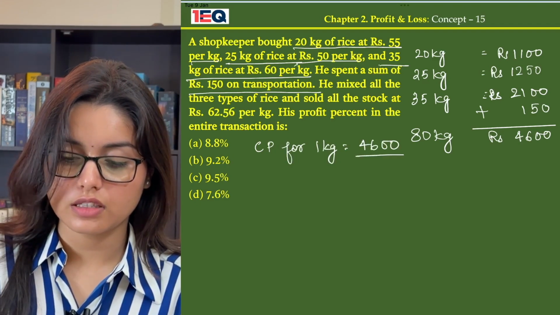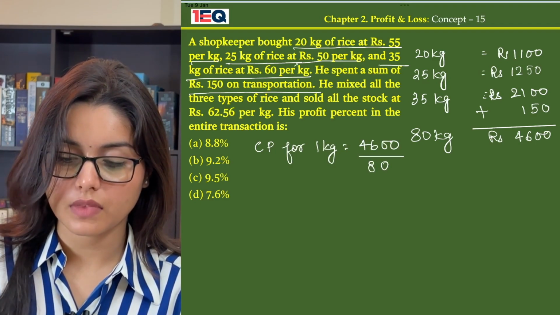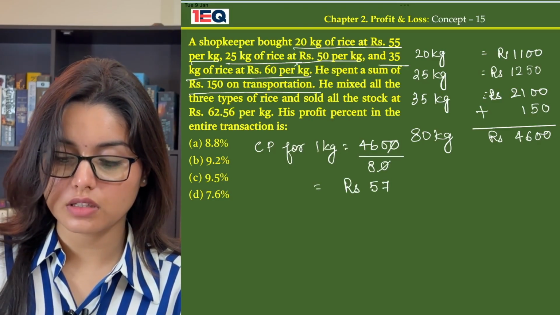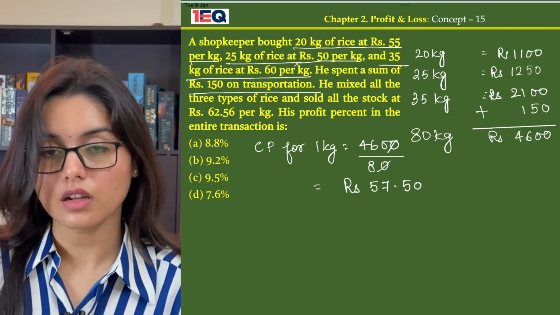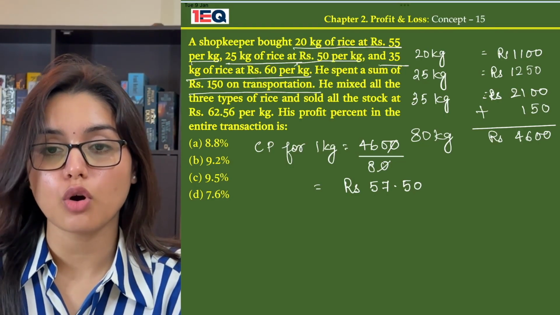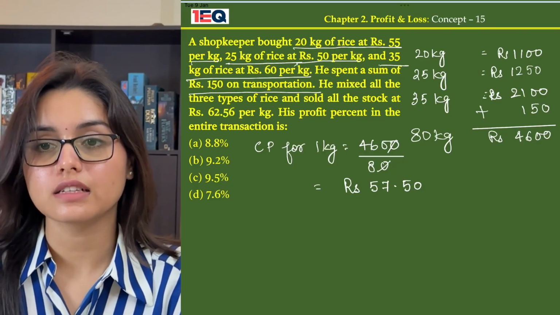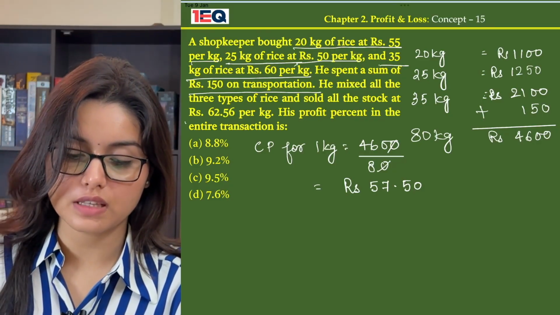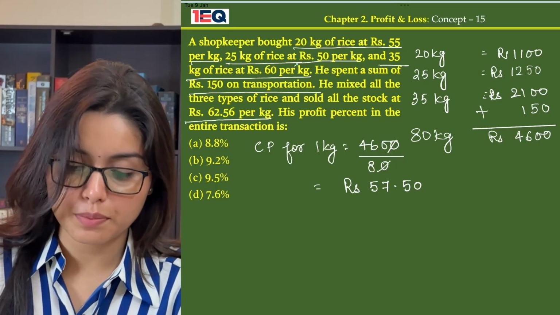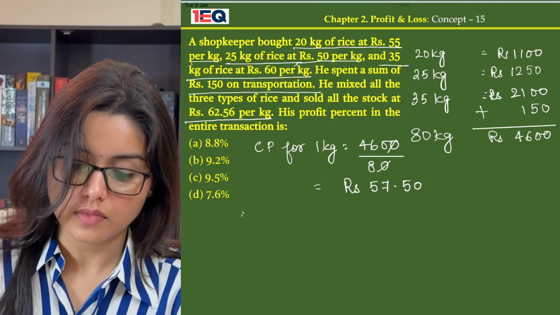Now if he bought 80 kg of rice for rupees 4,600, the cost price for 1 kg will be 4,600 divided by 80. That gives us rupees 57.50. Now later in the question, they have told that the shopkeeper mixed all the three types of rice and sold the entire stock for rupees 62.56 per kg. So what was the profit that he earned?